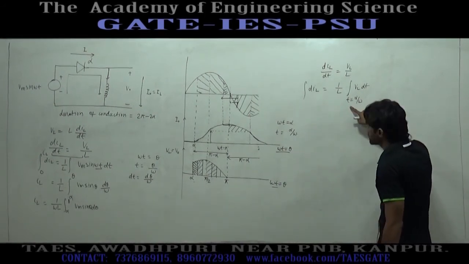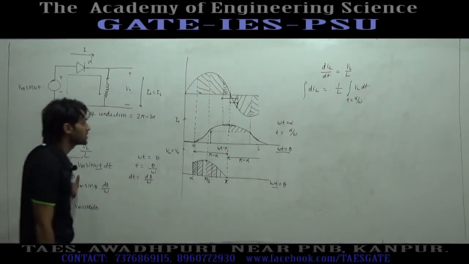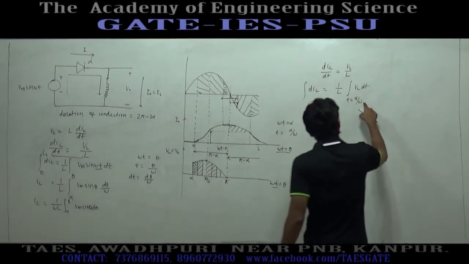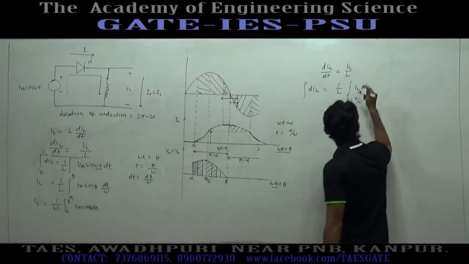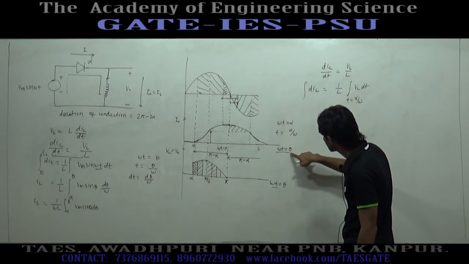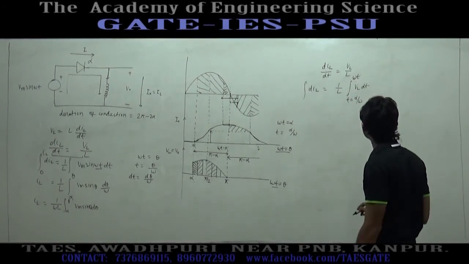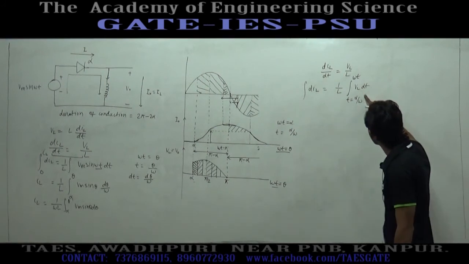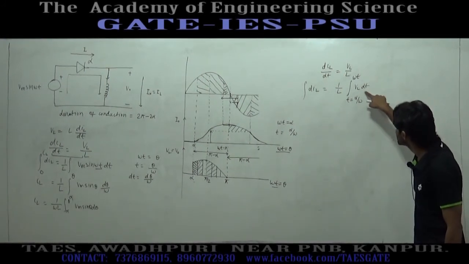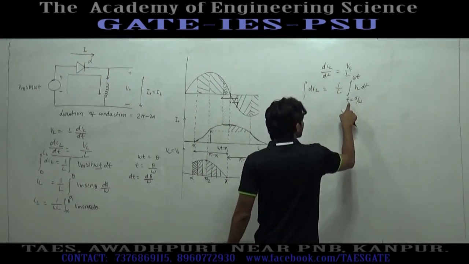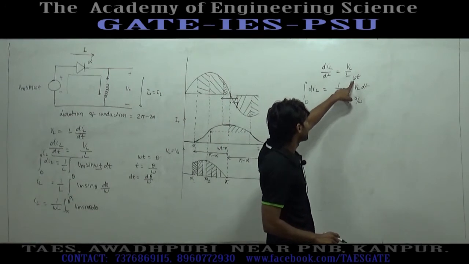Here we have integrated from alpha to theta. Now, in the time domain, we will integrate from alpha by omega to t. Here, in place of theta, we will put omega t. Since we have put the limit in the time domain, now we can integrate in the time domain. At t equal to alpha by omega, the current is 0.